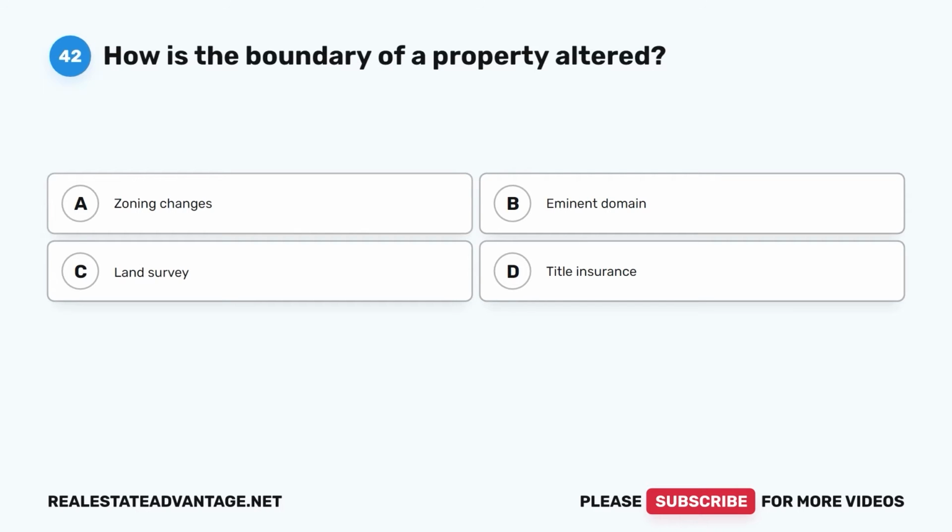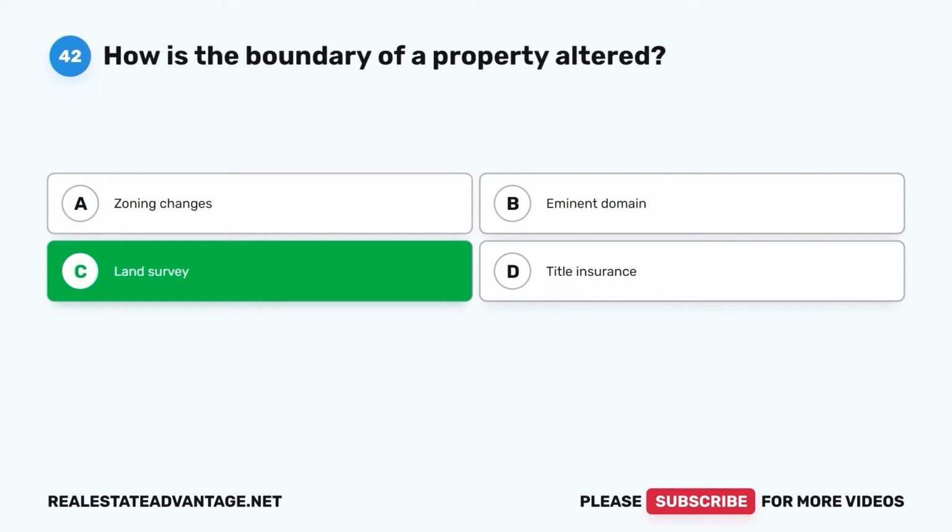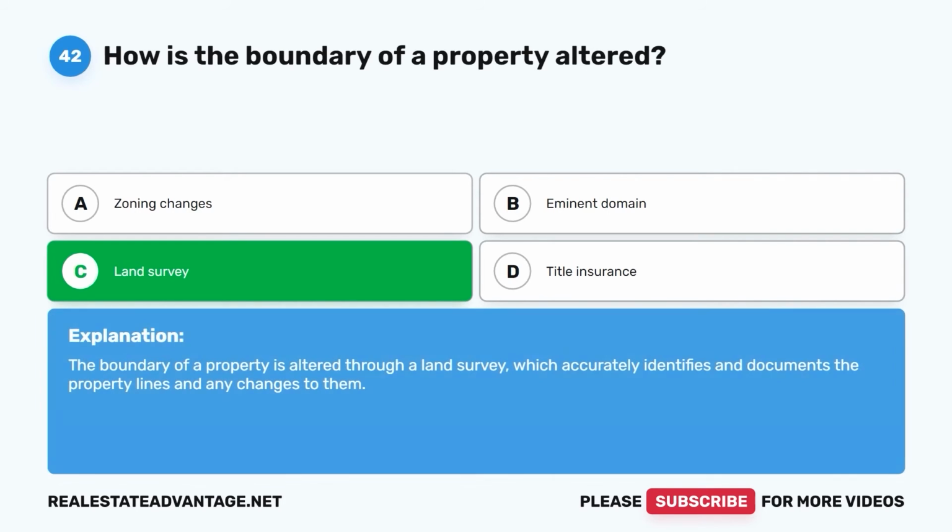Title insurance. The correct answer is C. Land survey. The boundary of a property is altered through a land survey, which accurately identifies and documents the property lines and any changes to them.